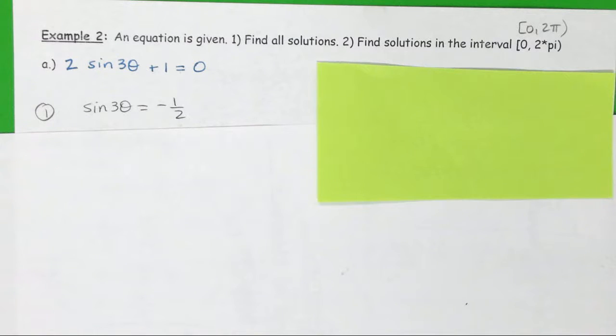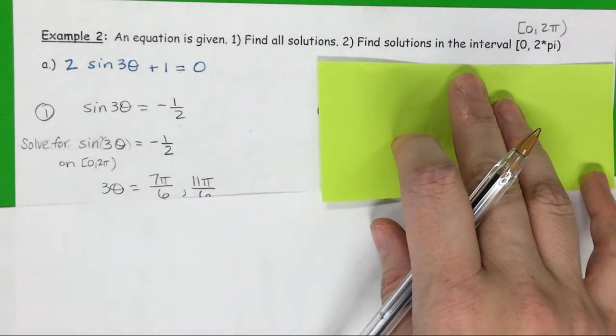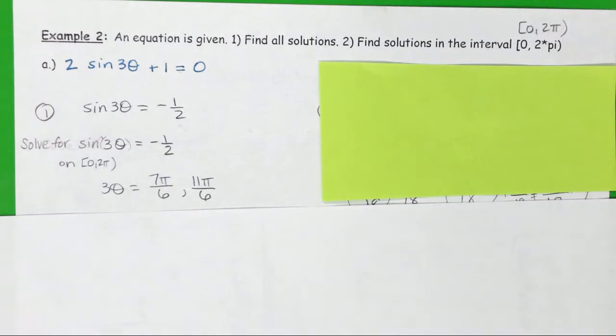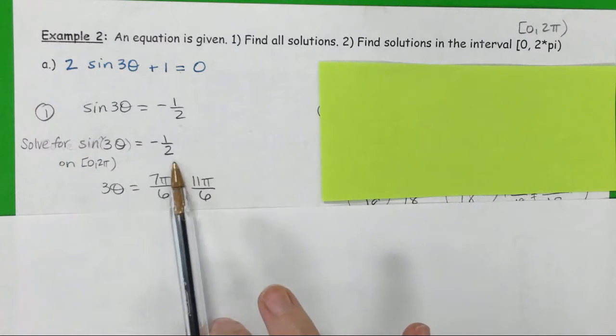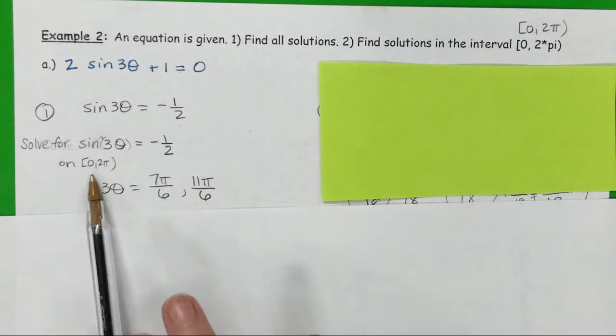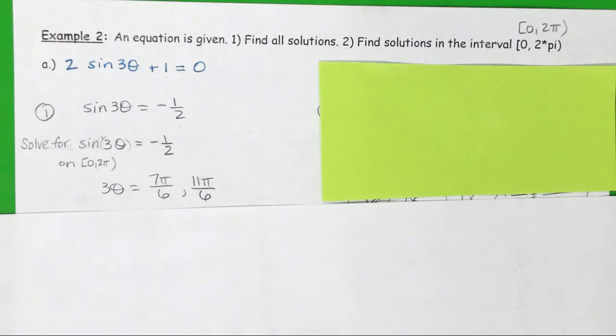Okay, so Haley, what'd you get? 11 pi over 6 and 7 pi over 6. Good. So 11 pi over 6 and 7 pi over 6. Okay, good. So these are our 2 values. Now remember, it's not theta equals these values. It is 3 theta equals these values. So what we're doing here is solving for this equation on this interval by using our unit circle.